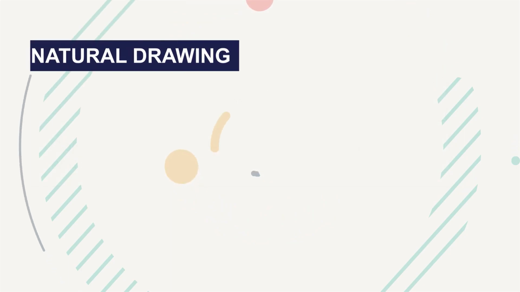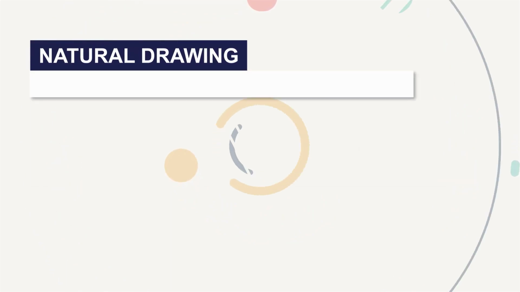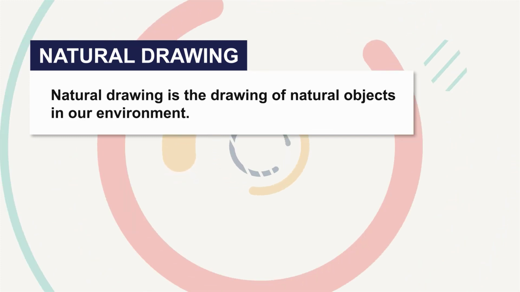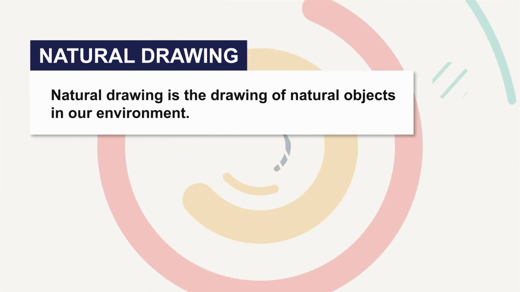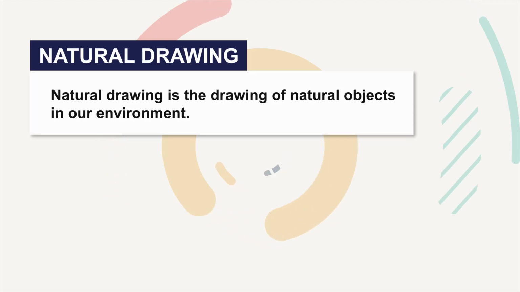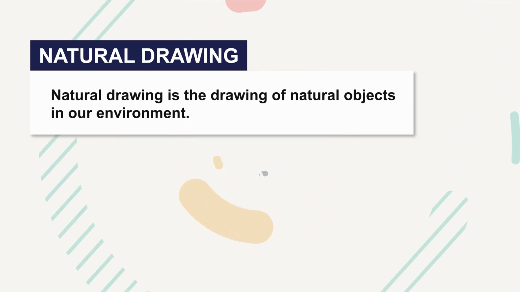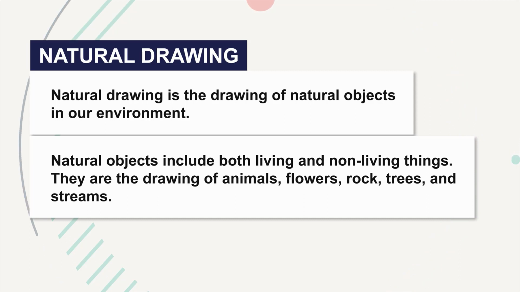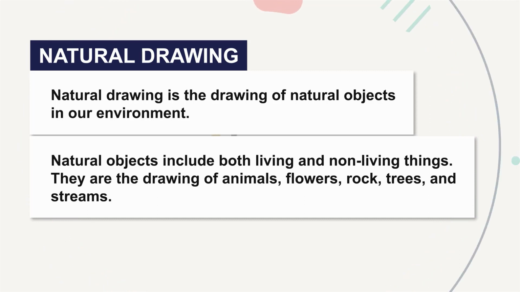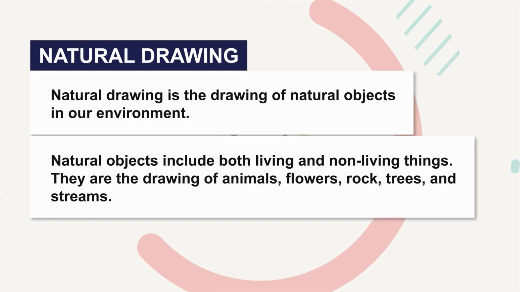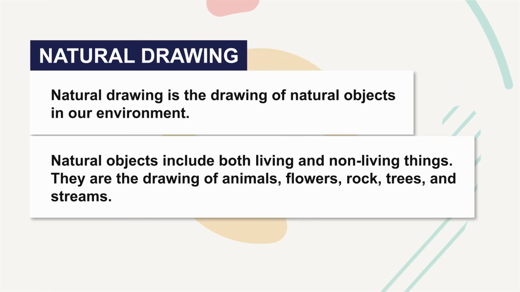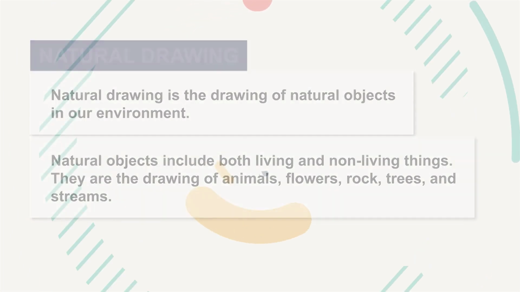Now, natural drawing. Natural drawing is drawing in our environment that are not man-made objects. Natural objects include both living and non-living things. They are the drawing of animals, flowers, rock, trees, and streams.